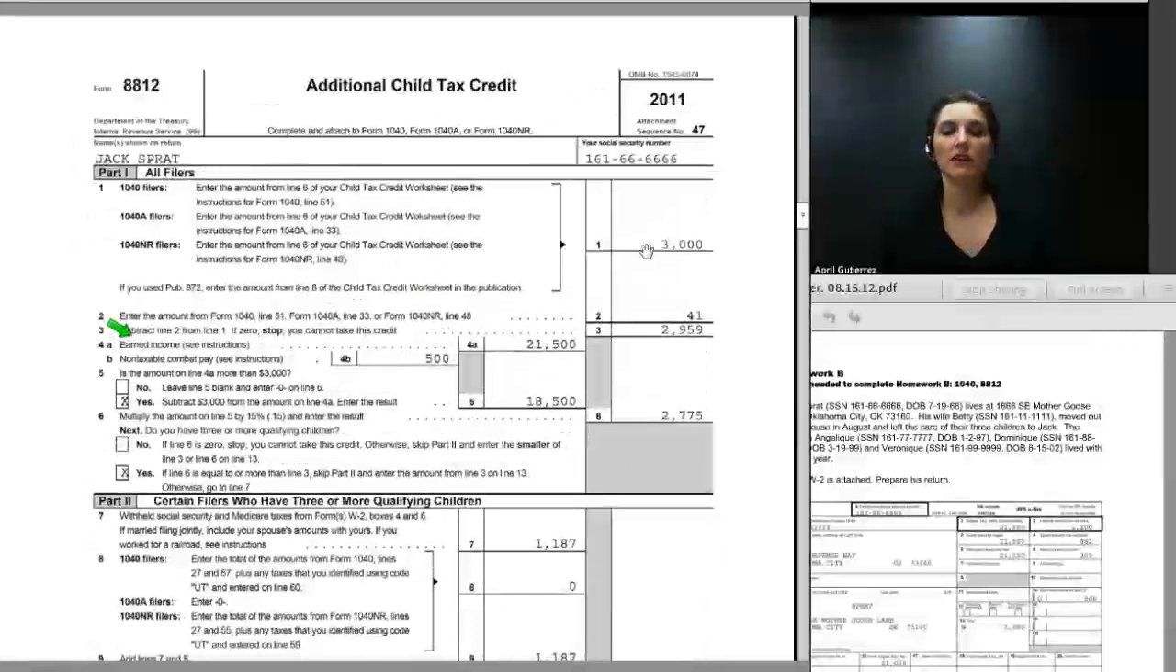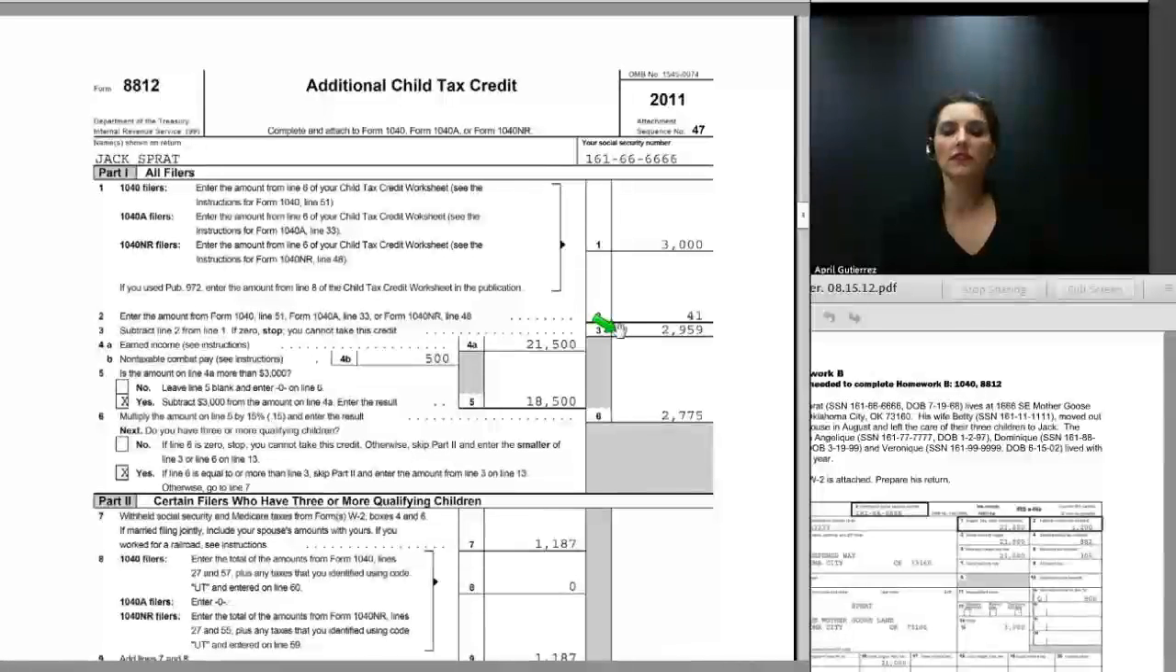Here is Jack's Form 8812, and we begin the form by entering 3 times $1,000. That's $3,000 being the maximum potential additional child tax credit that he can claim. We then reduce that by the amount of child tax credit that he has entered on line 51 of his Form 1040, and that leaves him with $2,959 as the maximum amount of additional child tax credit he could be eligible to claim. But we're not done.